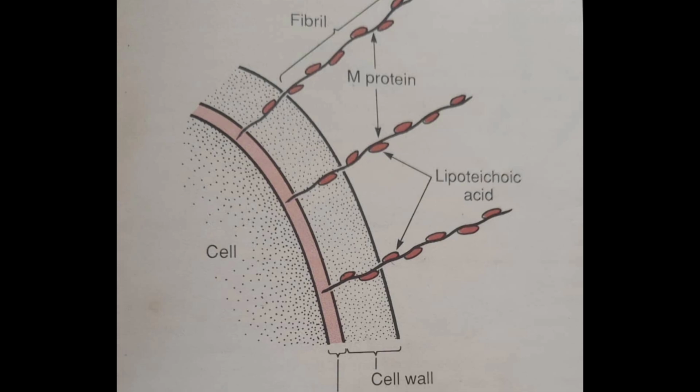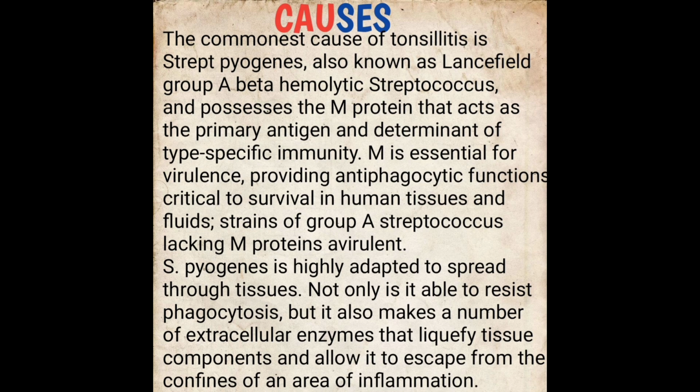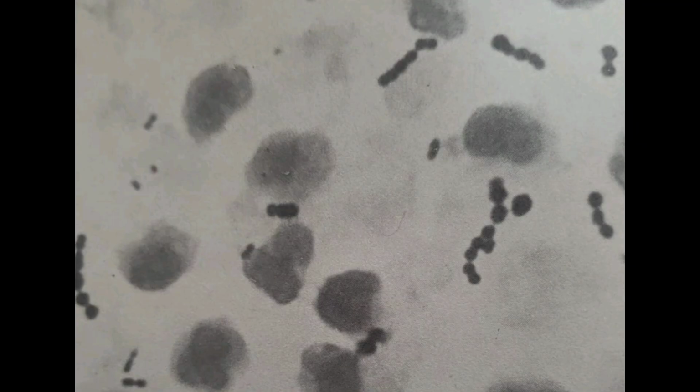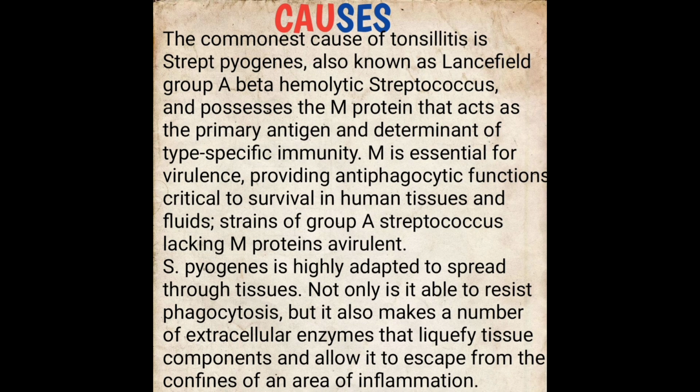You can see the M protein that acts as the primary antigen and determinant of type-specific immunity. M is essential for virulence, providing antiphagocytic function, critical to survival in human tissues and fluid. Strains of group A streptococci lacking M protein are avirulent. Pyogenes is highly adapted to spread through tissues because they have extracellular enzymes that liquefy tissue components and remove them from any confined area of inflammation.